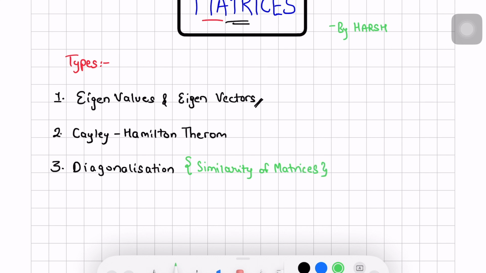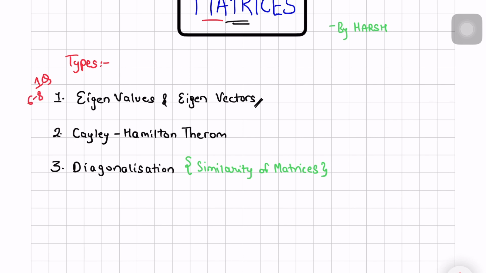Now coming over to the weightage of these topics. From eigenvalues, you can expect one question for around 6 to 8 marks in your final semester exam. From Cayley-Hamilton theorem, again you can expect one question for around 6 marks. And from diagonalization, you can expect again one question for 6 to 8 marks. So these are the weightage of the subtopics of matrices.